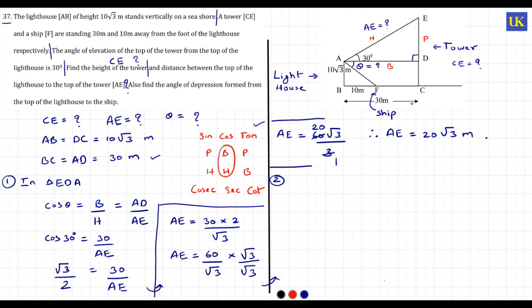See guys, if you see here, we already know that the CD distance is how much? 10 root 3. So we have to find out how much DE is. If we find DE, and if we add CD here, which is 10 root 3, we will get the complete CE part. That is what I will be doing. With the same logic, we can consider triangle EDA.